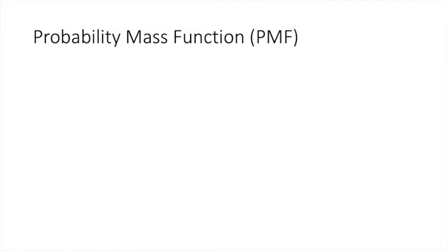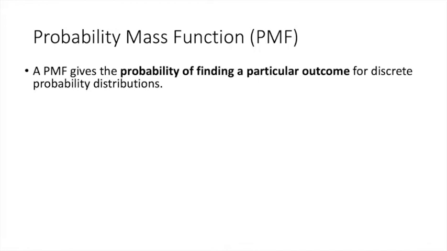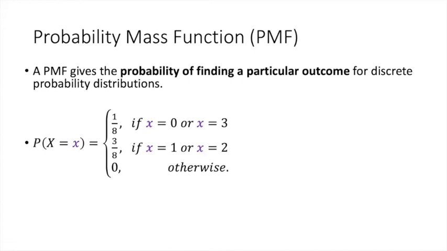For each discrete probability distribution, there's a probability mass function or PMF. The PMF gives the probability of finding a particular outcome. Essentially, the PMF puts all the probabilities that you calculated on the last slide neatly together in the form of a mathematical function. So if small x represents a particular outcome, any outcome, for the random variable that is represented by capital X, then the PMF can be written as on your screens.